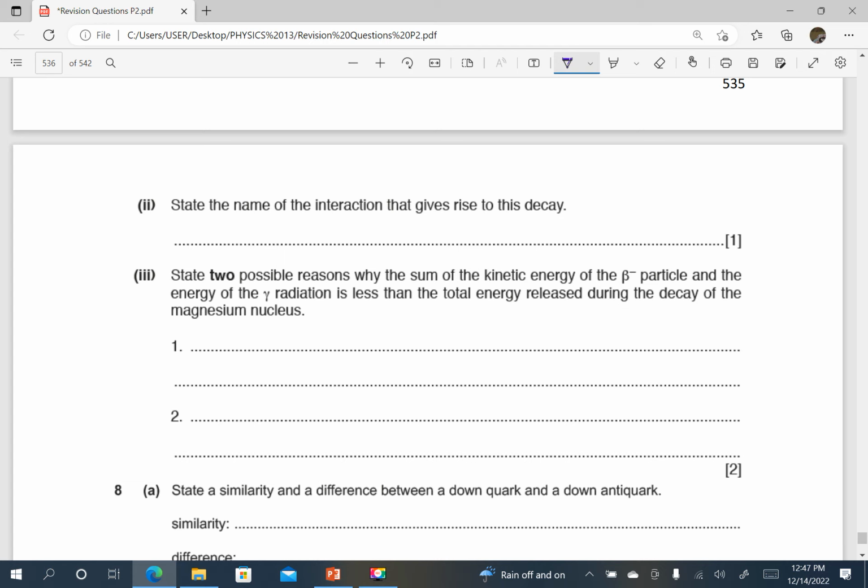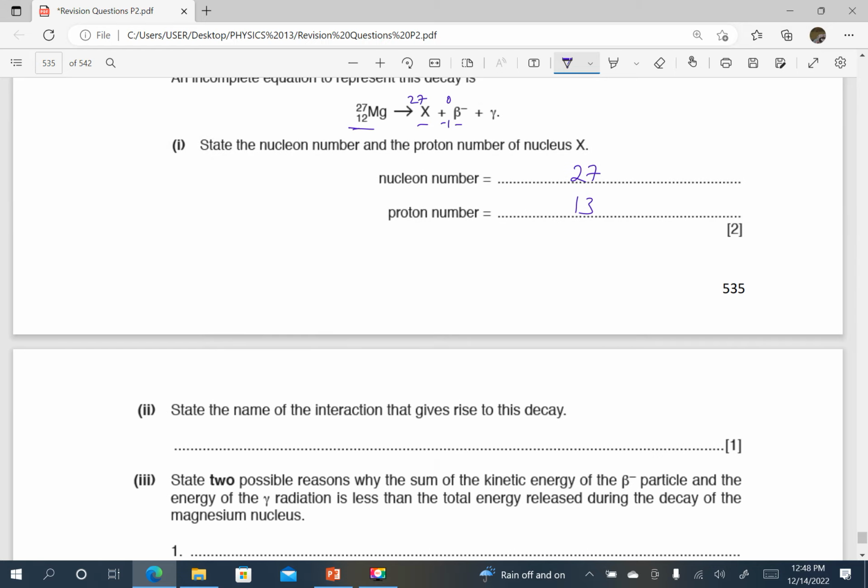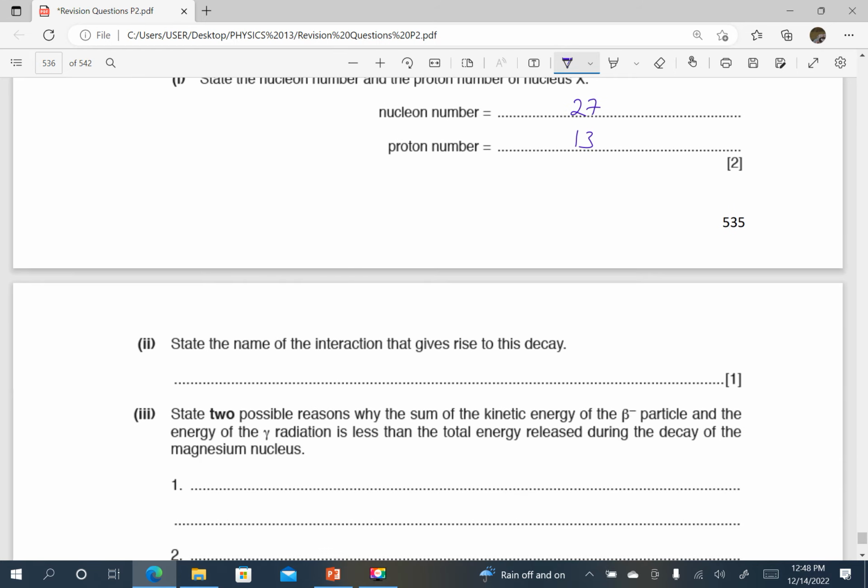State the name of the interaction that gives rise to this decay. Of course, this is a beta decay, that is weak nuclear interaction. That is the weak nuclear interaction.